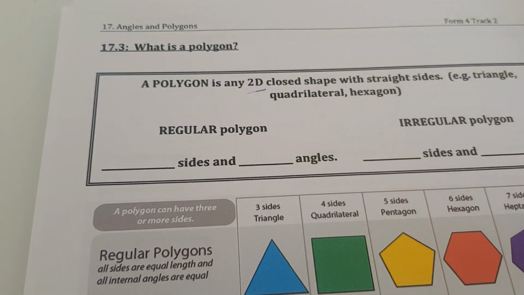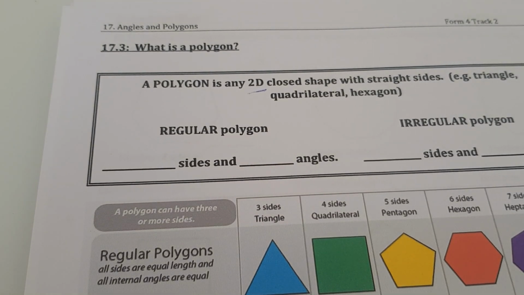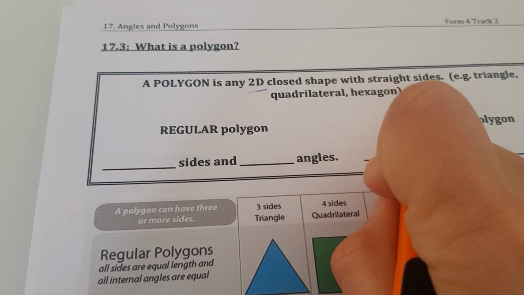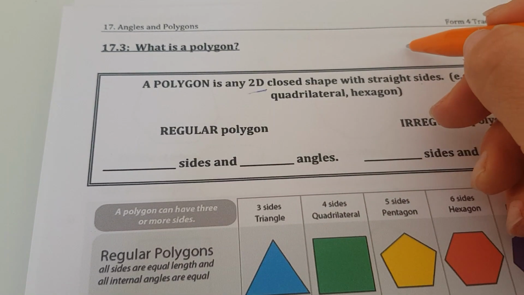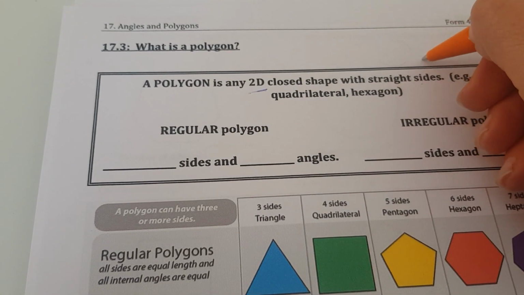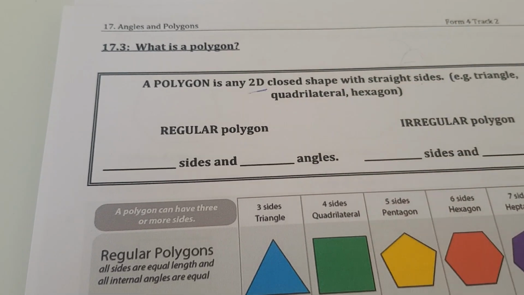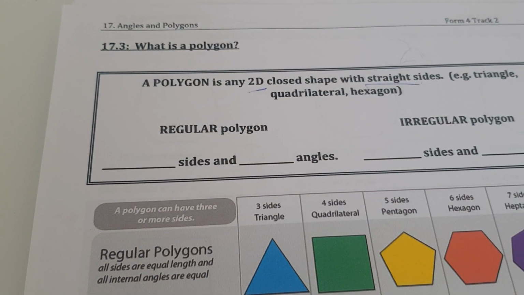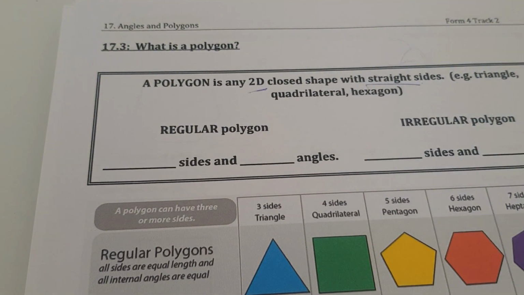So like a square, like a circle, like a triangle, okay? It needs to have straight sides. So a circle wouldn't be correct, okay? A semicircle wouldn't be correct. It needs to have straight sides, like a triangle, quadrilateral, or hexagon. So those are the two conditions, 2D and straight sides.